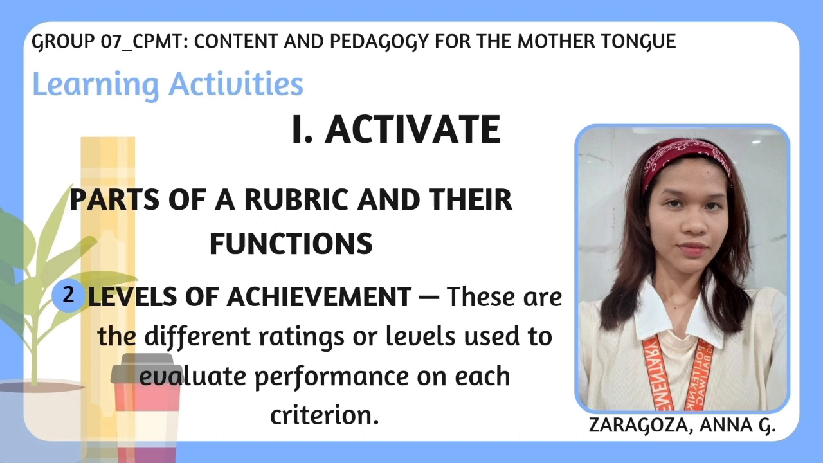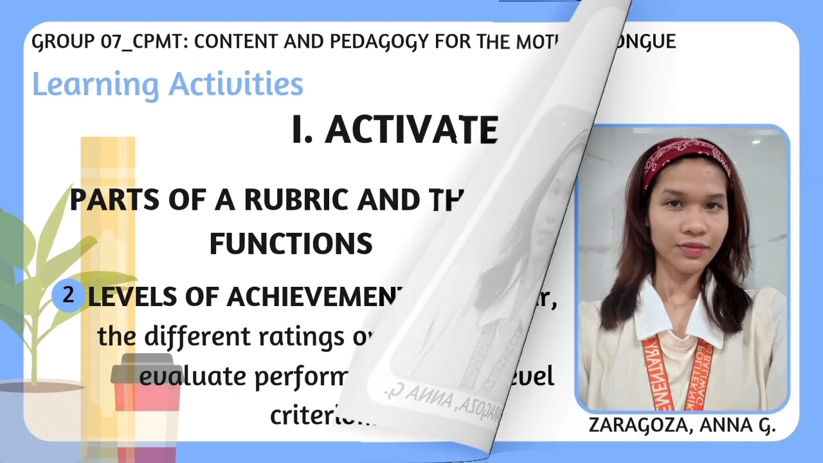Next is the levels of achievement. These are the different ratings or levels used to evaluate performance on each criterion. These levels typically range from low to high or novice to expert, providing a spectrum of achievement. Descriptors are used to outline the expectations for performance at each level, helping assessors differentiate between levels of achievement.